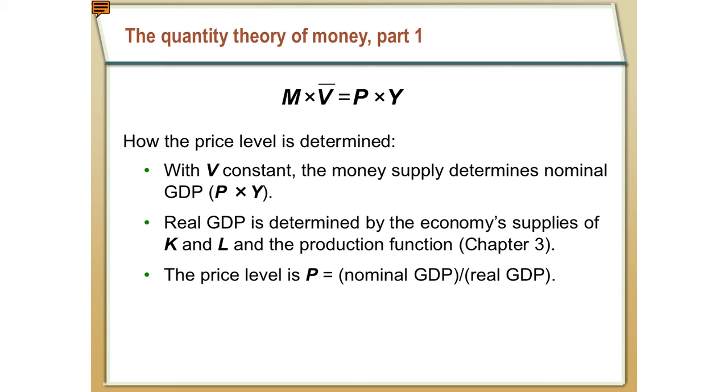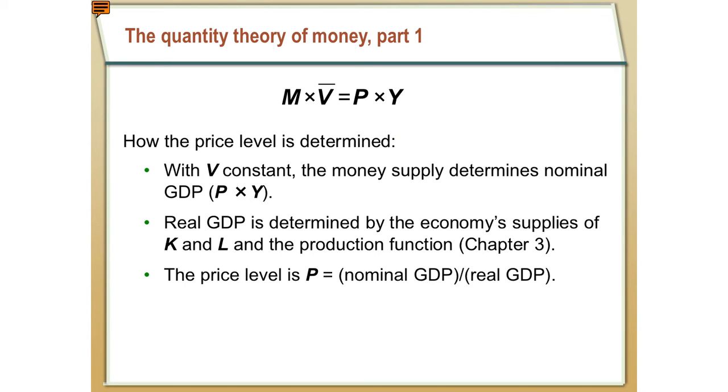Let's talk about the assumptions we've made, the nature of these variables, and the order in which these things happen logically. If velocity is constant, remember we're assuming V is constant at V bar, then the only thing that's going to be changing on the right-hand side of the equation is M. In other words, any change in P times Y, the overall value of nominal GDP, is determined by the money supply M. If M goes up, we know that the other side has to go up. If M goes down, the other side goes down.